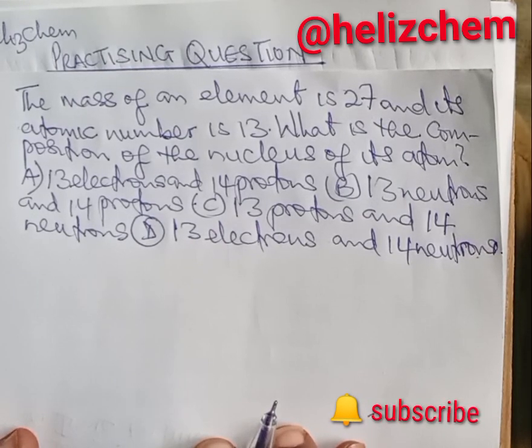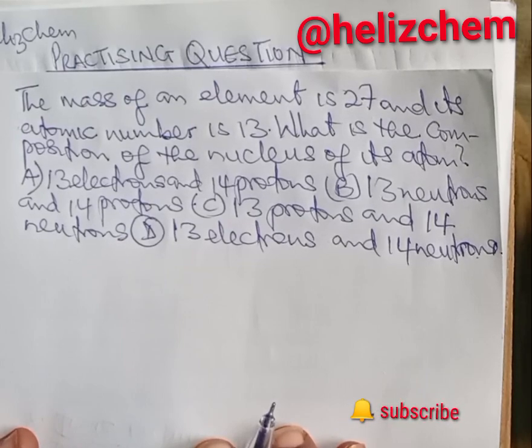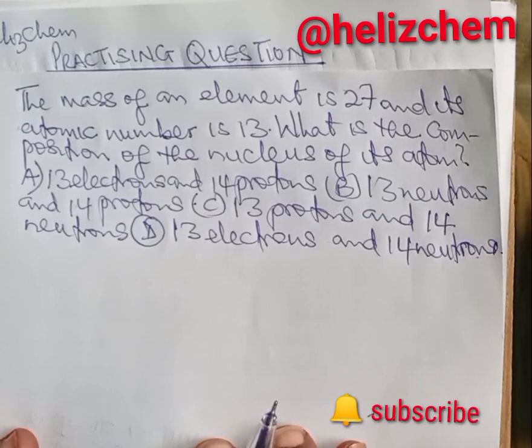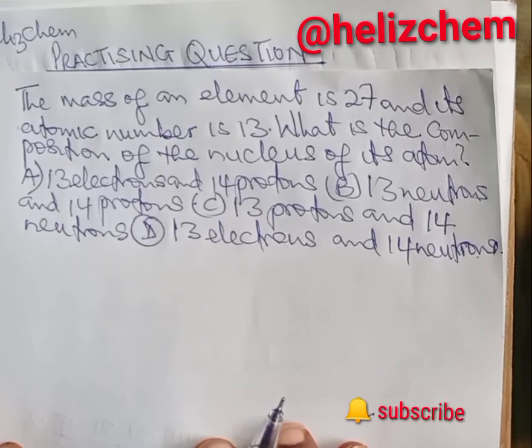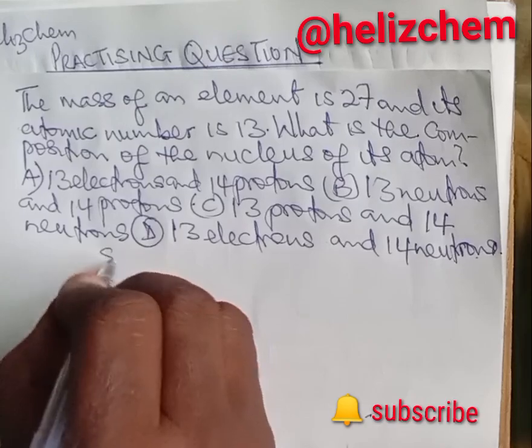A, 13 electrons and 14 protons. B, 13 neutrons and 14 protons. C, 13 protons and 14 neutrons. D, 13 electrons and 14 neutrons. Let's look at the solution.